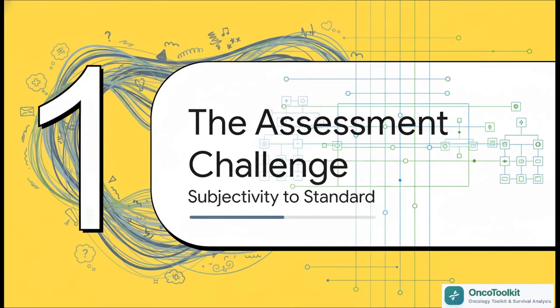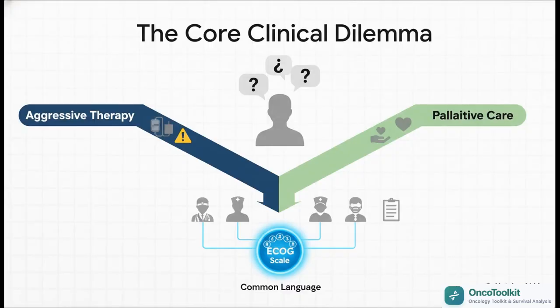Okay, let's get into the real clinical challenge here. The fundamental problem we're all trying to solve is pretty simple. How do we get away from these subjective, eyeball judgments and move to something that's standardized and reproducible when we're assessing a patient's functional status? This is the dilemma at the heart of so many of our conversations, isn't it? Does our patient really have the functional reserve to handle aggressive therapy, or is pivoting to palliative care the right call? We have all seen it happen.